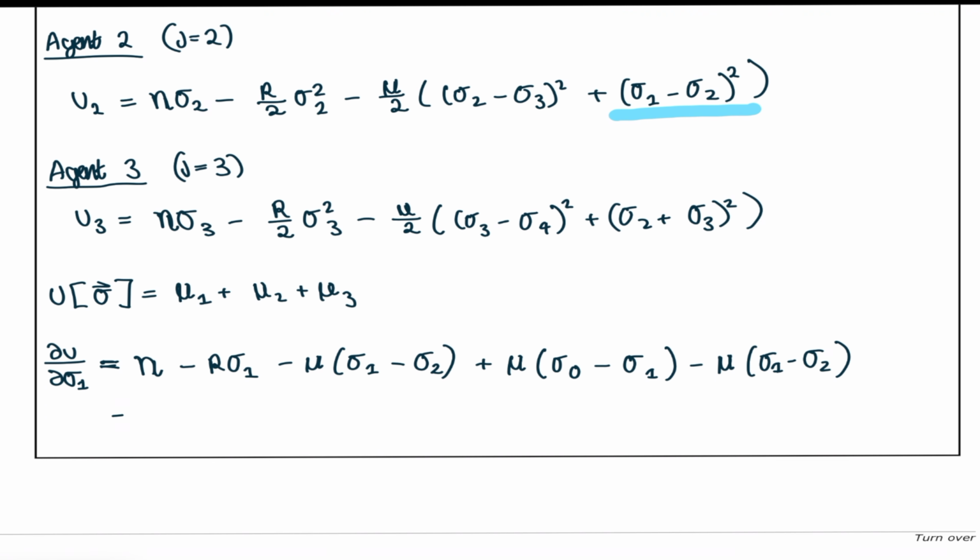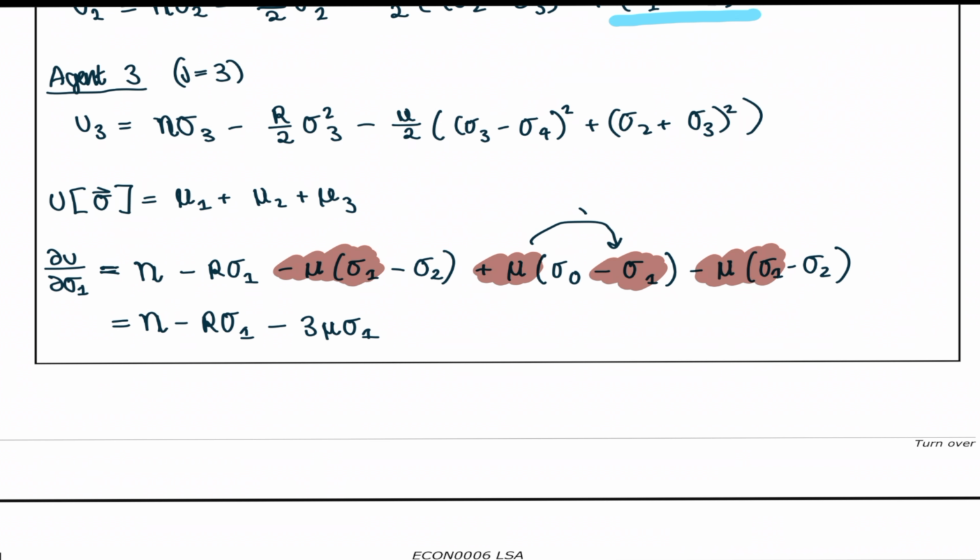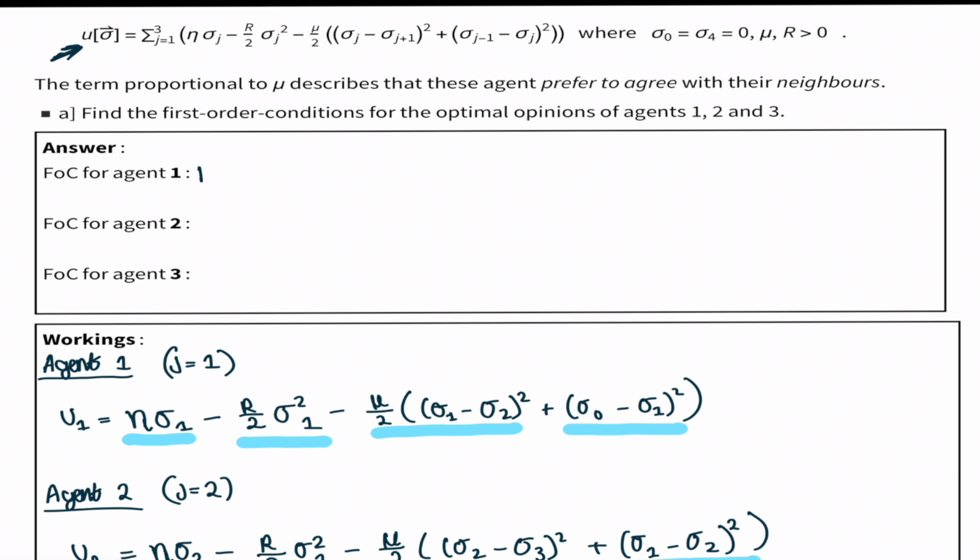If we now expand the brackets and collect all the like terms, we have eta minus r sigma 1 minus 3 mu sigma 1. That's me collecting this term, this term, and then this term. So that's multiplied by that. And then we're left behind with plus 2 mu sigma 2. Hopefully that makes sense. So that is our first order condition for agent number 1, which is going to be equal to 0.